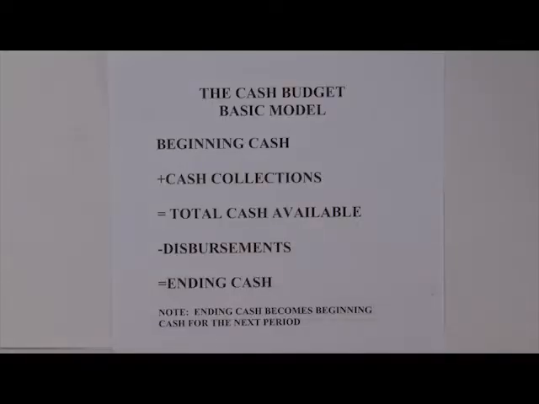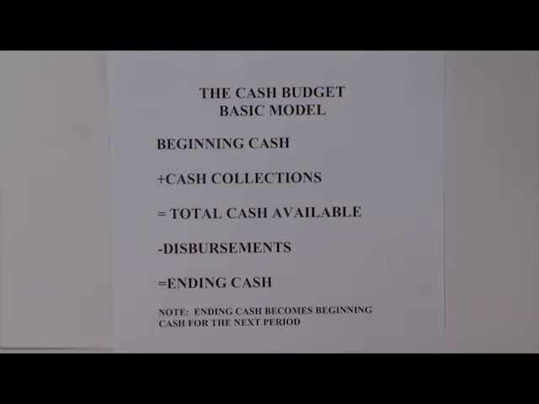The cash budget model is really quite simple. For each quarter, we want to look at beginning cash, and to that, we add all the collections of cash for the period, and this will tell us how much cash we're going to have available. From that, we look at all the cash disbursements that we expect, and we subtract that away from the total cash that's available, and this leaves us with an ending balance for cash. This ending balance, in turn, becomes the beginning cash for the next quarter or the next month if we're doing a monthly cash budget.